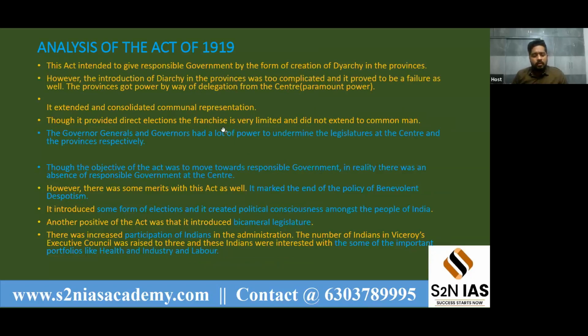So, the analysis of the Act. Most of the things we already discussed. This Act intended to give responsible government by the creation of diarchy in provinces. However, the introduction of diarchy in the provinces was too complicated and it ended in failure. It extended and consolidated communal representation, because separate electorates were there for only two religions till 1909, but now 4, 5 other categories were also added. So the more communalism, the more the divide and rule policy was in place.